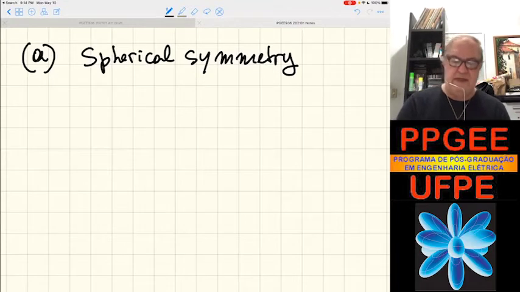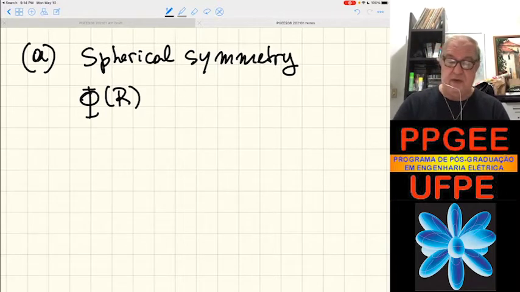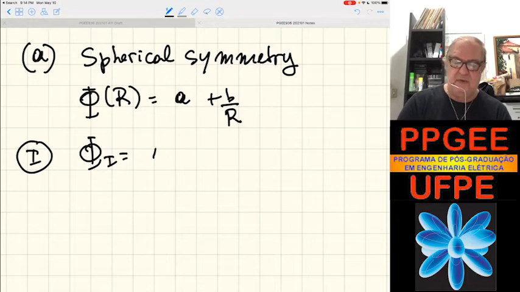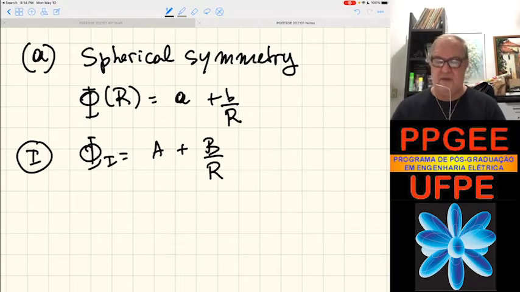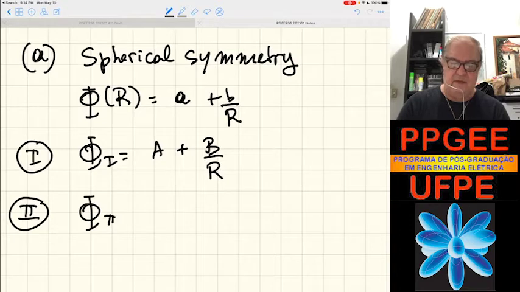So it means that the potential is a function only of the distance to the origin, and the general solution is something like A plus B over R. Okay, so we have region 1, phi 1 equals A plus B over R, with A a capital A, inside. That's the general solution. And outside, the solution is something like C plus D over R.